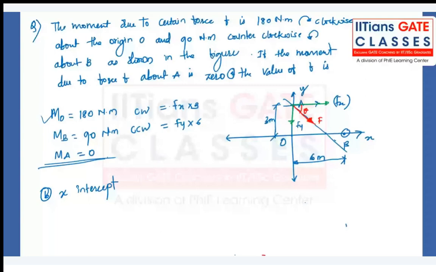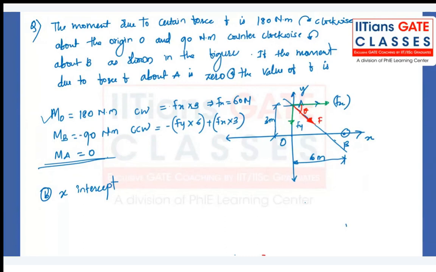What will be the value? 60 Newton. Similarly, for Fy, at point B, not just Fy, but also Fx will create certain moment. So Fy into 6, this is a counterclockwise moment, so I should write it as a minus, plus Fx into 3 is a clockwise moment, and is equal to minus 90. Let's call it minus 90, because it's a counterclockwise.